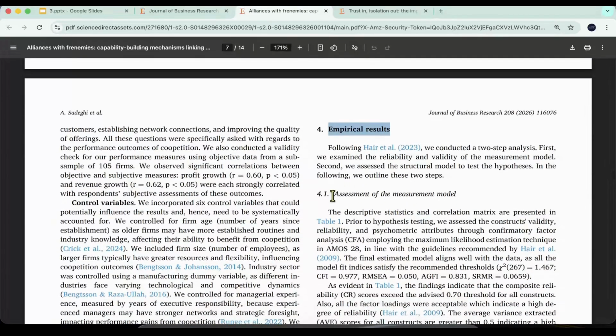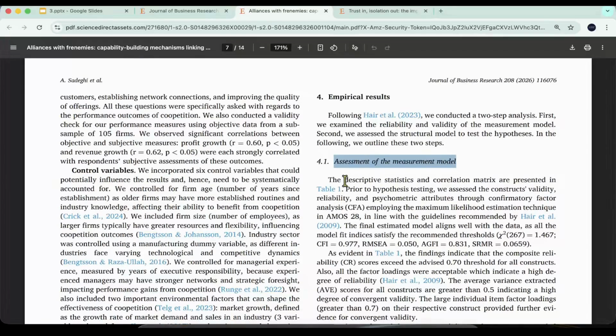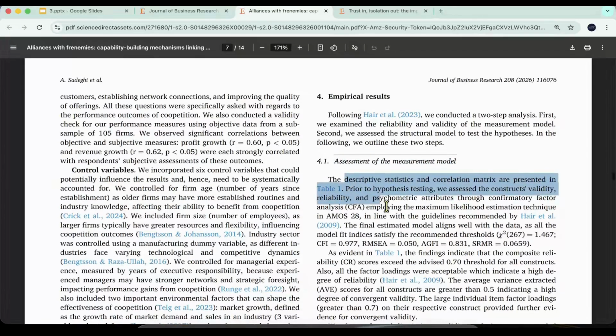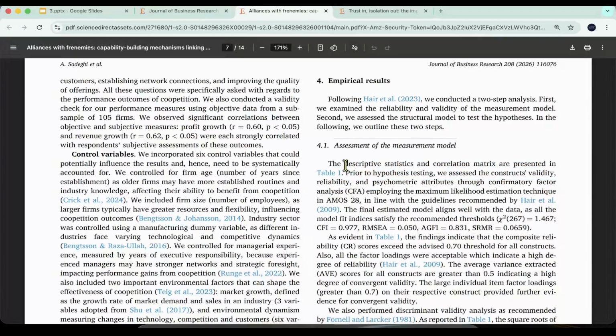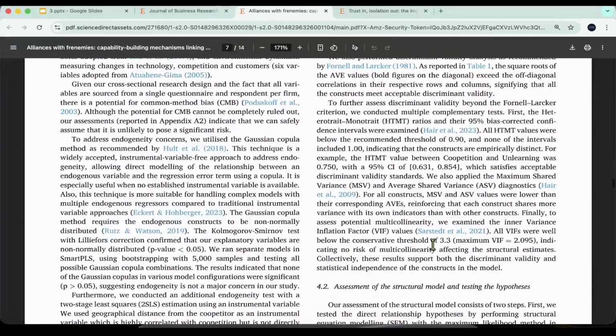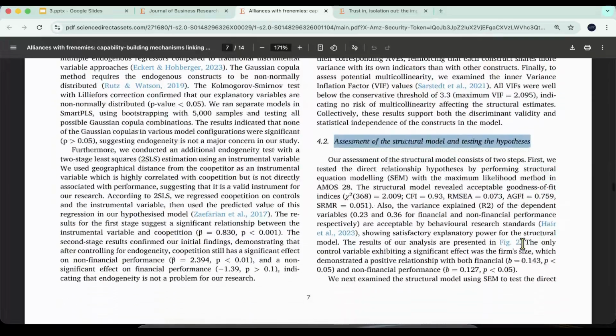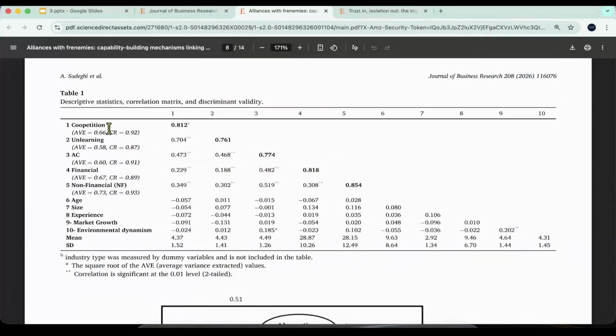How they are arranging it. First, assessment of the measurement model. So again, they are stating the descriptive statistics, testing, what all methods they have included. So they are again showing confirmatory factor analysis, the software which they have used, descriptive statistics and correlation. Exactly the same way which the previous paper which we have just now discussed has done. And then assessment of the structural modeling, testing of the hypothesis. Again, hypothesis was exactly the same structure.